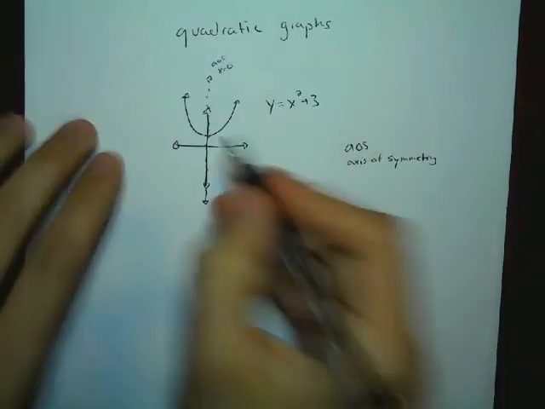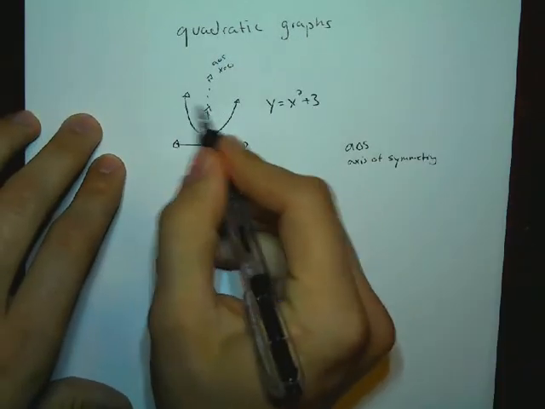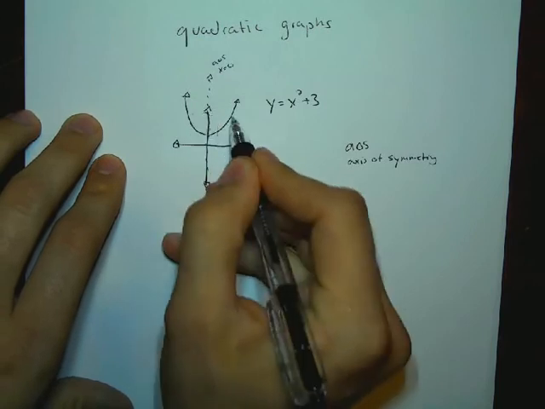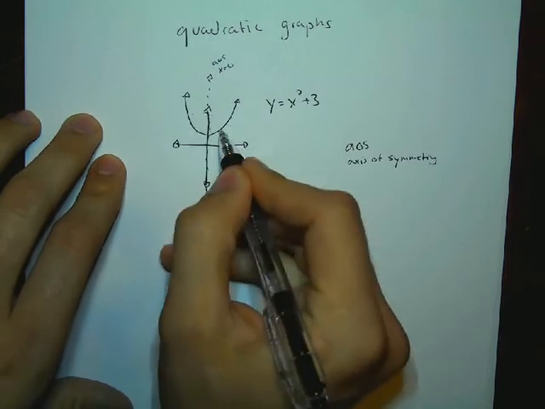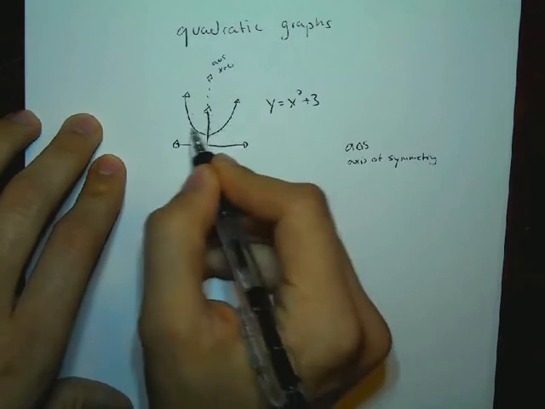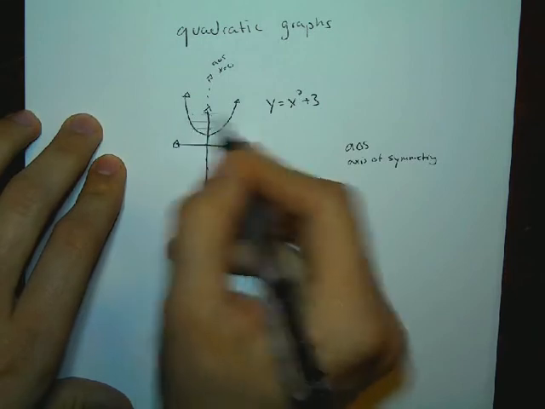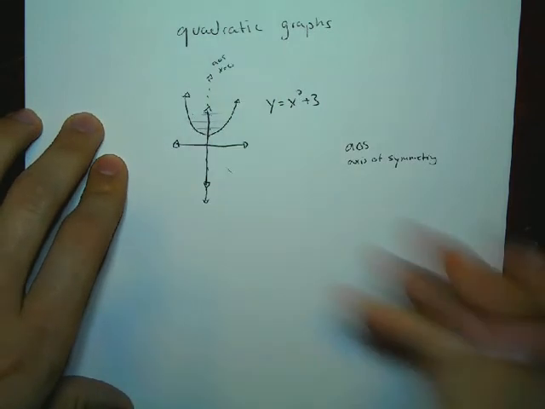Now the axis of symmetry means every point to the left and right is equidistant, or the same distance, from that axis of symmetry. So it divides our parabola in half from left to right. Boom. Right down the middle.